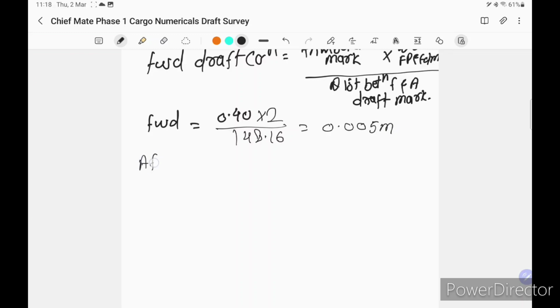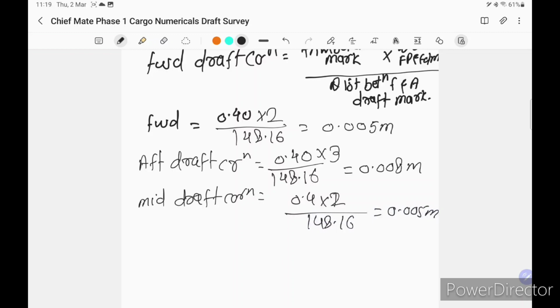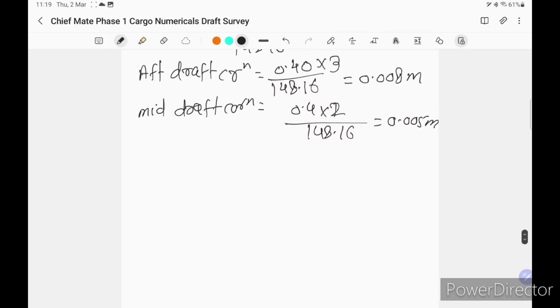Same for aft draft correction, same formula, only we need to check the draft. So trim between draft marks, 0.40, divided by 148.16, into 3 is equal to 0.008 meter. Mid draft correction, 0.4 into 2 divided by 148.16 goes to 0.005 meters. So hope you understand this much. Let's move forward.